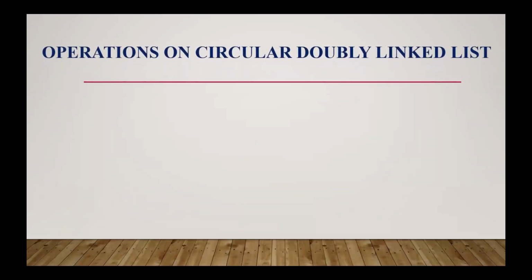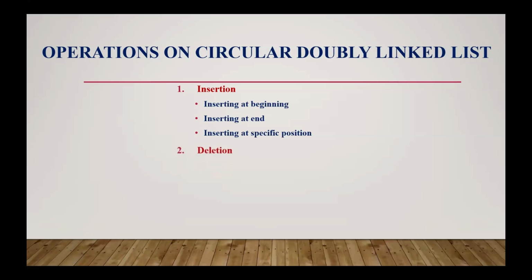Then what are the various operations we can perform on a circular doubly linked list? First, insertion. Insertion is the process where we add an element into the list. It is called insertion. Insertion is classified into three types: insert at the beginning of the linked list, at the end of the linked list, or at any specific position.